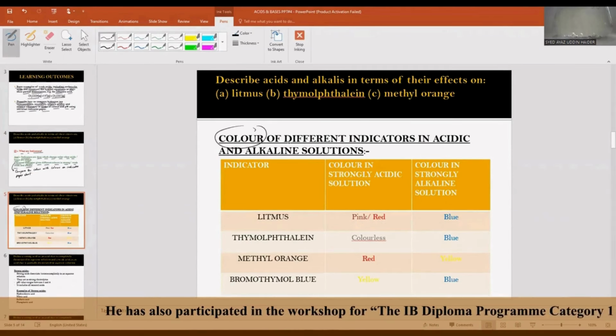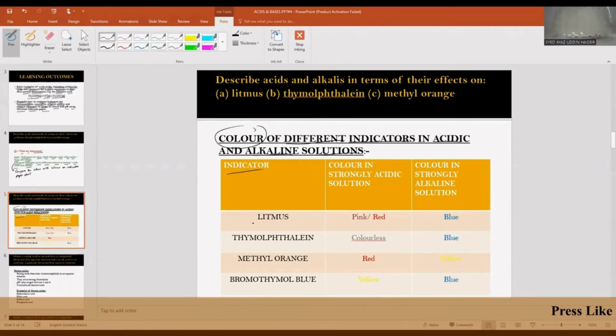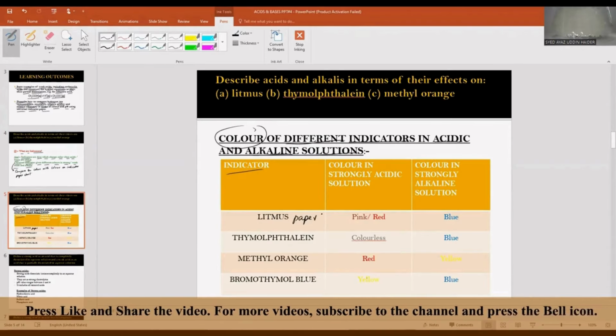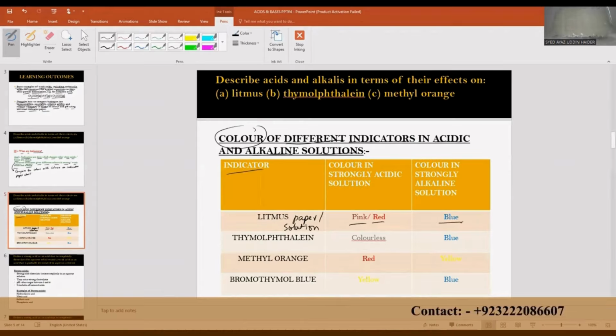Color of different indicators in acidic and alkaline solutions. So the first indicator is litmus paper. You can also have litmus solution. In case of acidic solution, it will turn pink or red. For alkaline solution, it will turn blue.